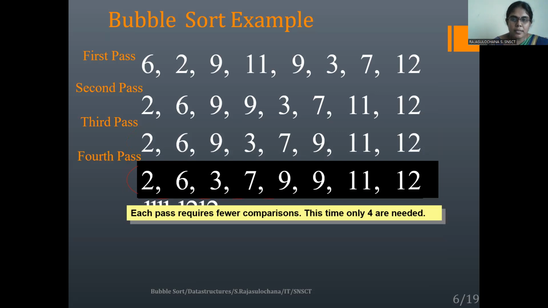Now again compare 2 and 6, no swapping is required. 6 and 3, both the values are swapped. Now 6 and 7, no swapping is required. 7 and 9, no swapping. 9 and 9, no swapping. Again 9 and 11, no swapping is required. 11 and 12, no swapping is required.